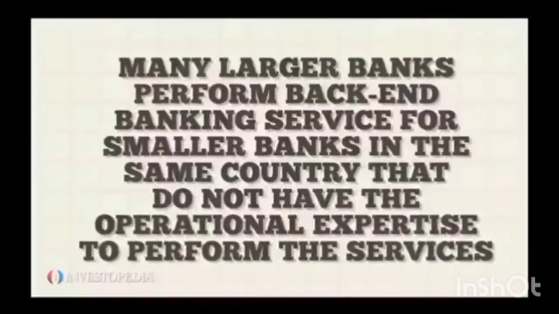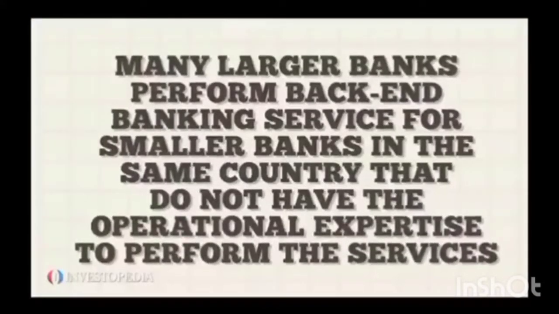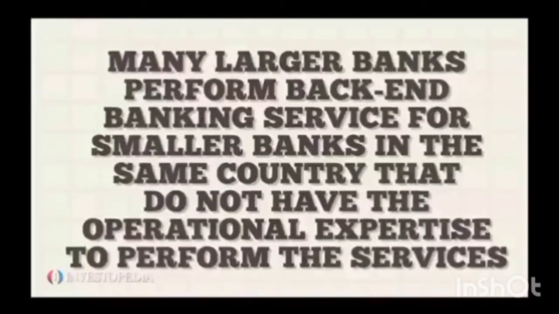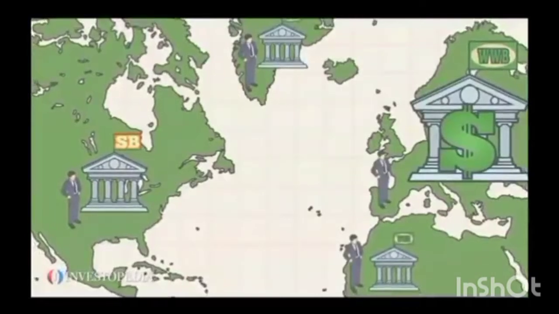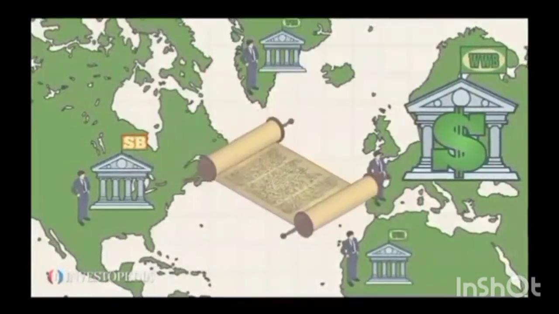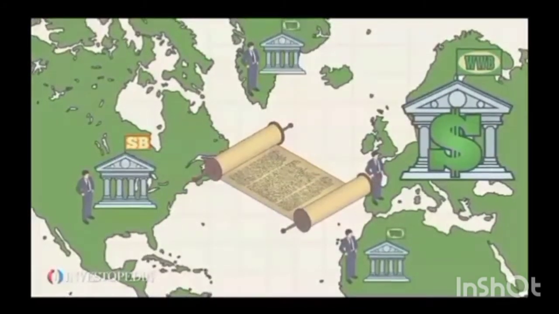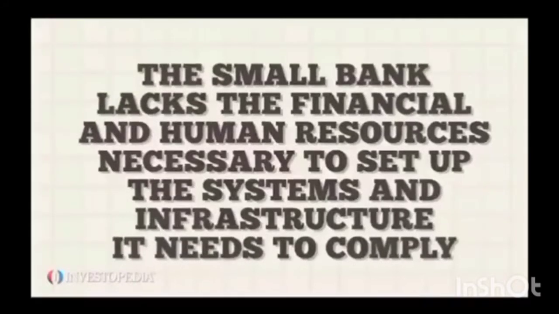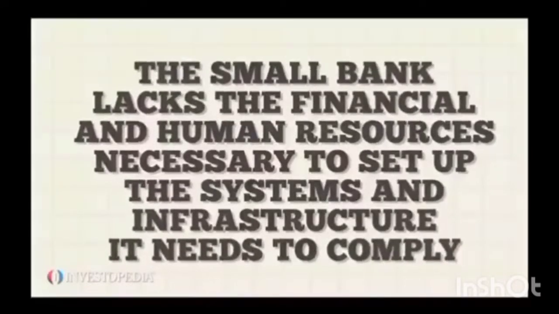Additionally, many larger banks perform back-end banking services for smaller banks in the same country that do not have the operational expertise to perform the services. In this situation, the correspondent bank provides services that help the smaller bank comply with newly enacted government banking regulations. Often, the small bank lacks the financial and human resources necessary to set up the systems and infrastructure it needs to comply.